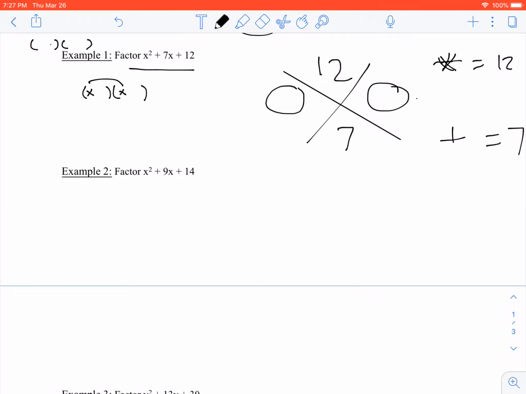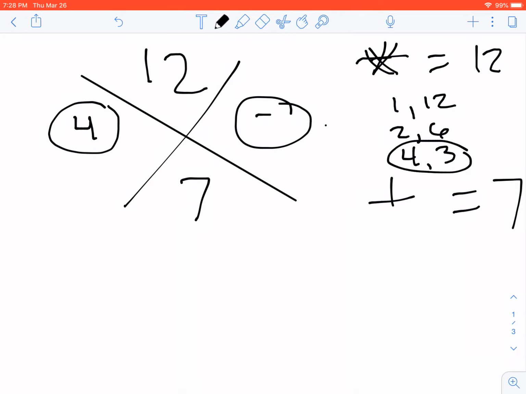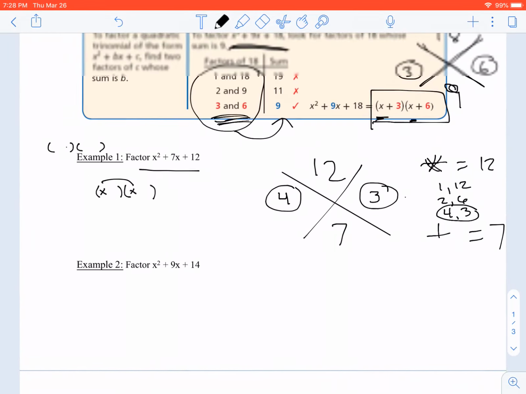So I have to think of factors of 12. My factors of 12 are 1 and 12, 2 and 6, and 4 and 3. And maybe you could do that in your head. Maybe you know which one of those add to 7 right off the bat, and you don't have to list them, but it does help to list them in case you get stuck. But we can see that 4 and 3 add to 7, as well as 4 times 3 is 12. So the 4 goes here, and the 3 goes here. Now, it doesn't matter which one goes on which side. You can put them on whichever side you want.